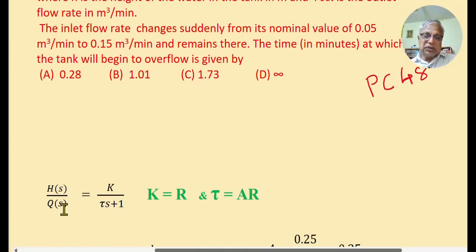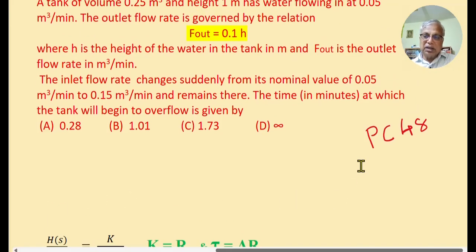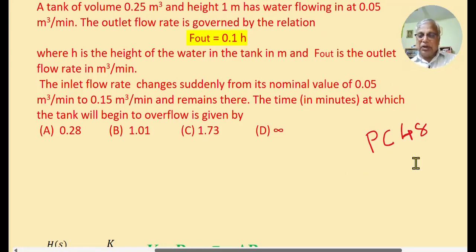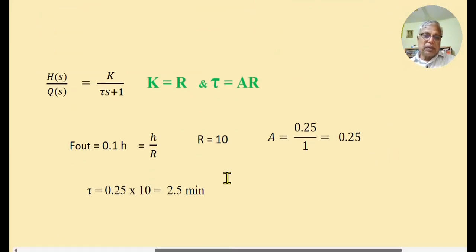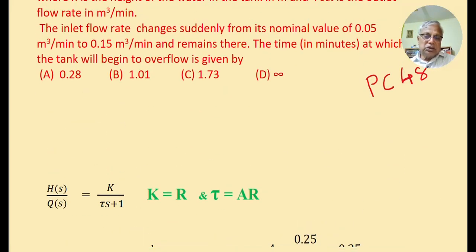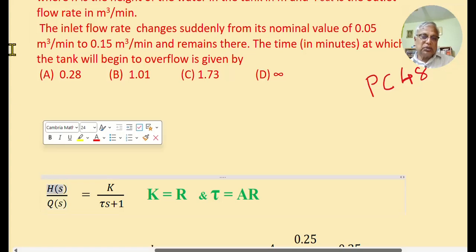This is the required transfer function: Hs by Qs equal to k by tau s plus 1, where k equal to R is the resistance, and time constant tau equal to A into R. A is the area of cross section of the tank. As I said, all this information in detail has been described in PC48. Now, this is the transfer function, and we have to use it to find the response H.